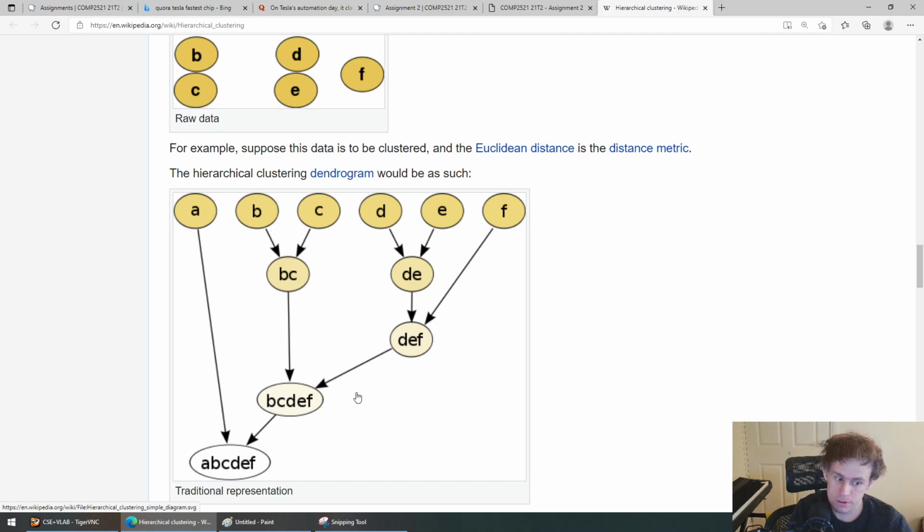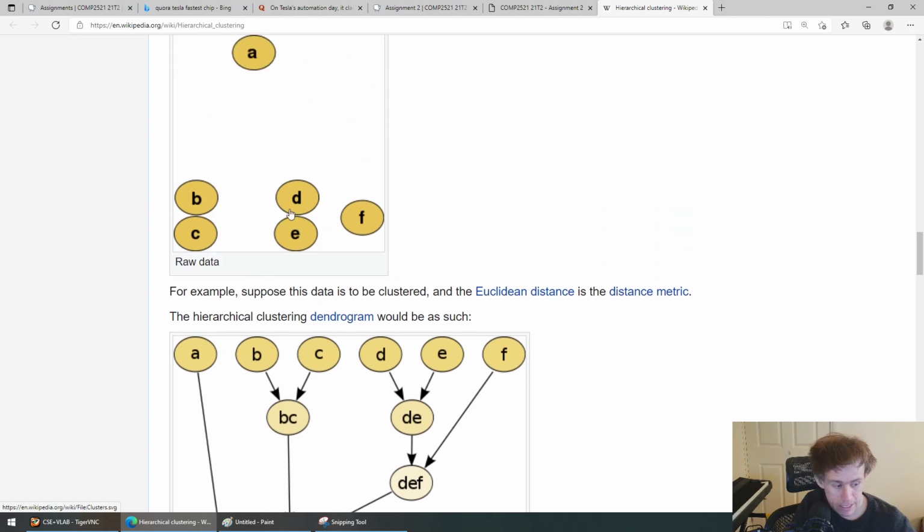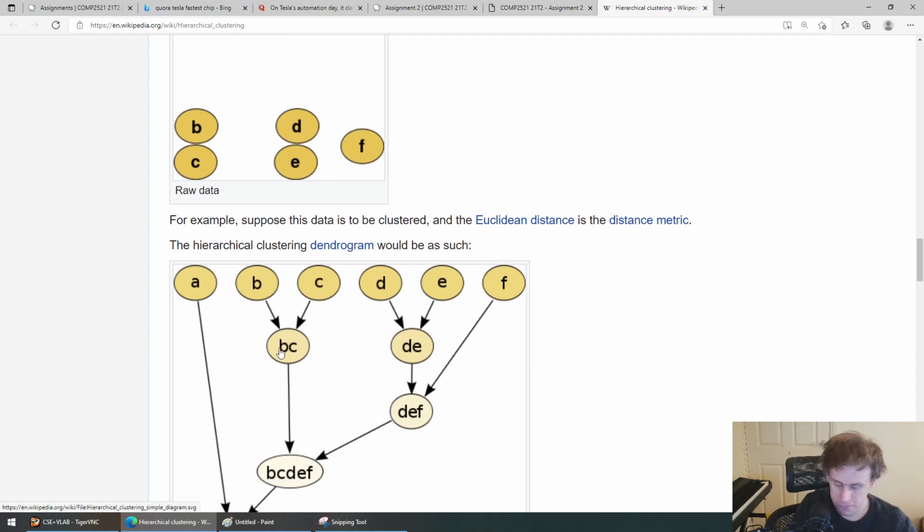What this graph is trying to represent is how close things are. If you were to group B and C, out of all of these, you would first group B and C because they're the closest. But D and E are equally close, both of these are two equally close pairs. So the first grouping we could make is between B and C and D and E, and we group those two things together.